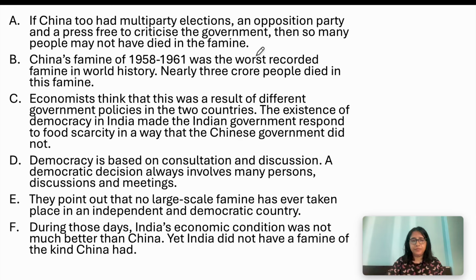Here you can see the usage of the word too. Too means what? Also. And you know that in your para jumble the first sentence should not have such a word. So this cannot be your first sentence. Clear? Now let's understand the meaning of this sentence. If China also had multi-party elections, an opposition party, a press that could criticize the government, then so many people would not have died in the famine.